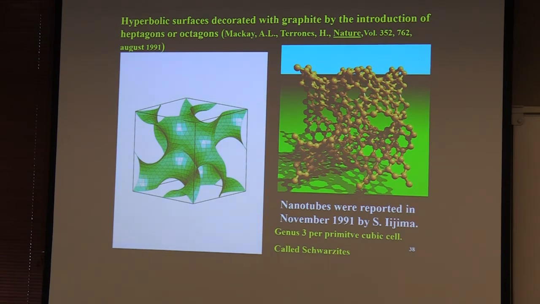Here, what is the trick if you want to decorate these minimal surfaces with carbon atoms? The trick is, instead of introducing pentagons to have a closed structure, you introduce heptagons or octagons. And heptagons and octagons are very stable because the angles between first nearest neighbors are very close to 120 degrees, which is the same angle that you have in graphite or graphene. So if you introduce these octagons, you can produce these periodic structures that people have called Schwarzites, in honor of Hermann Amandus Schwarz.